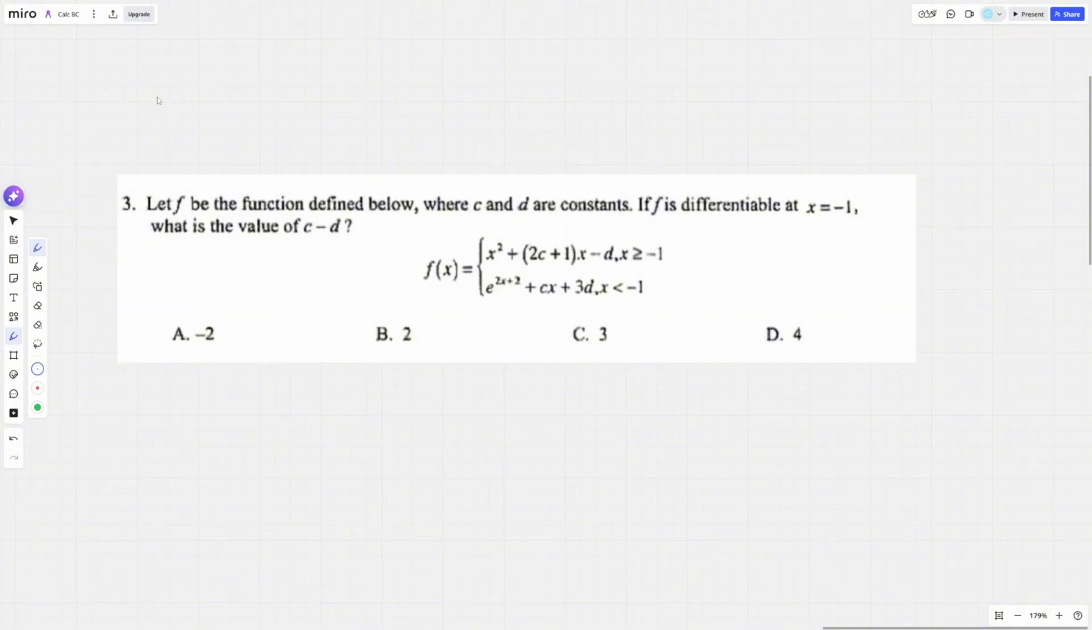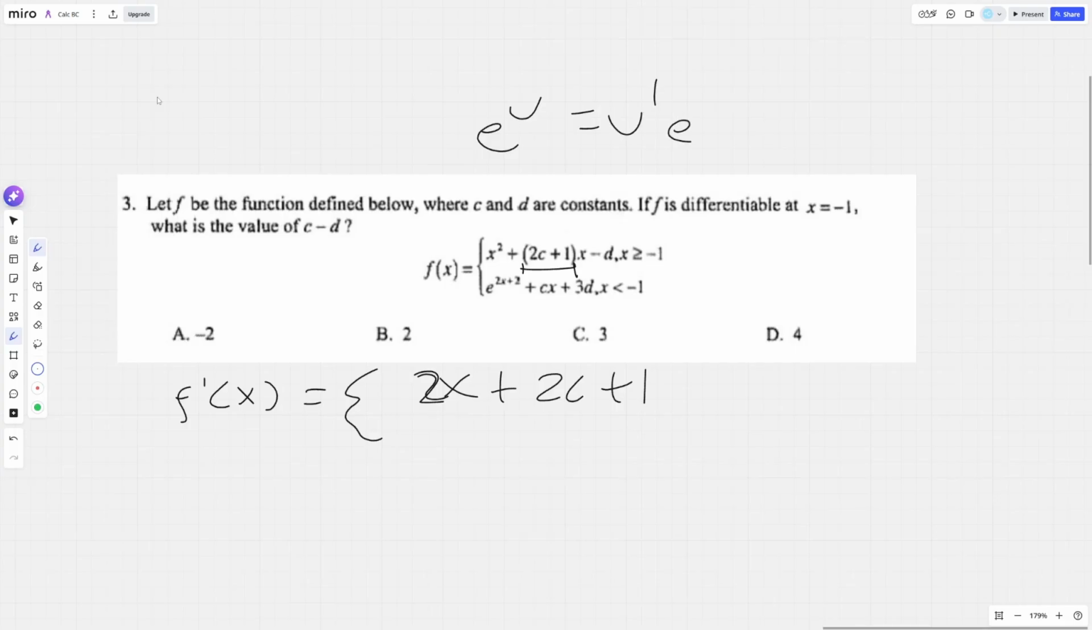So the first thing I'm going to do here is take the derivative of the function. So the top half, or when x is greater than or equal to -1, will be 2x plus 2c plus 1, because whatever constant goes in front of x, when differentiated, would just be the constant. And we do the same thing on the bottom. The derivative of e to the power of u is u prime multiplied by e to the power of u. So that's just 2e to the power of 2x plus 2 plus c. And this is from x is greater than or equal to -1.